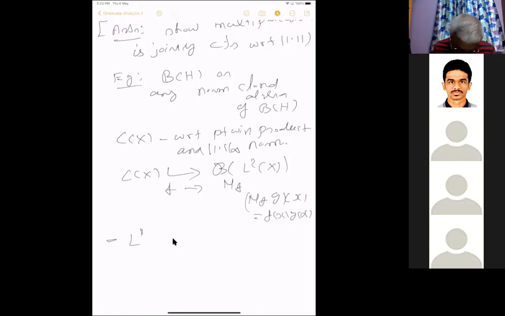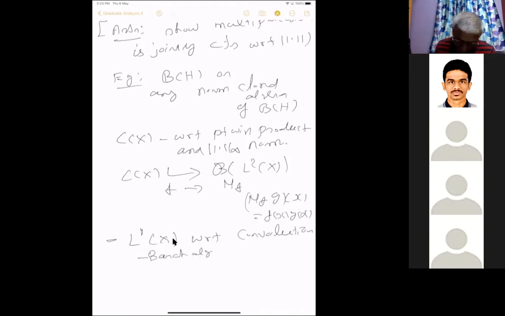You take L1 of X with respect to convolution. We will not be discussing this. This is just an example. We have discussed convolution in the previous course, and with respect to this convolution, it's a Banach algebra. But you can have the inverse operation as a star operation, and it will not satisfy the C-star identity, which we will be defining soon. So this is a Banach algebra.